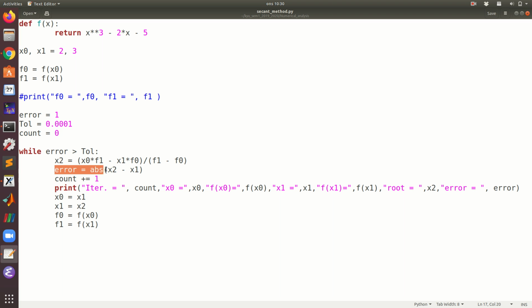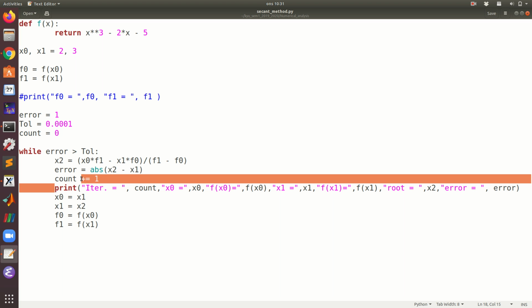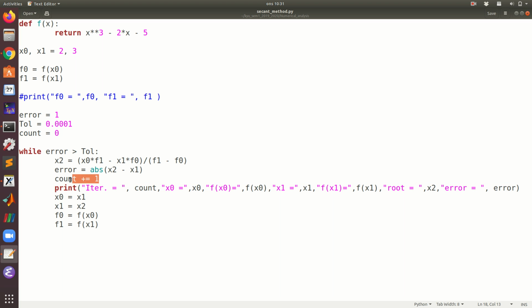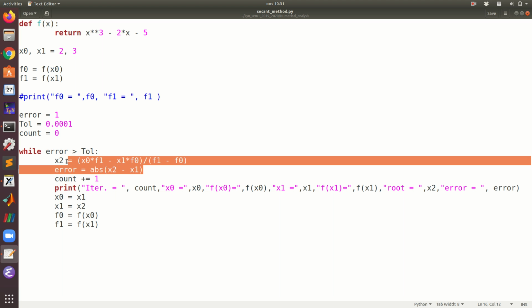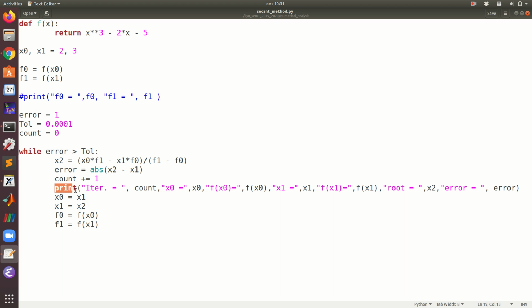Then we compute the error, we count. Okay, we update our count after this has run. And then this you've seen countless times. We are just printing out the count. I print out the x0 to see the value we have. I print out the f of x0, x1, and then f of x1, and then I print out the root, which is x2, because we are computing for x2, which is the root. And then I also print out the error just to see.